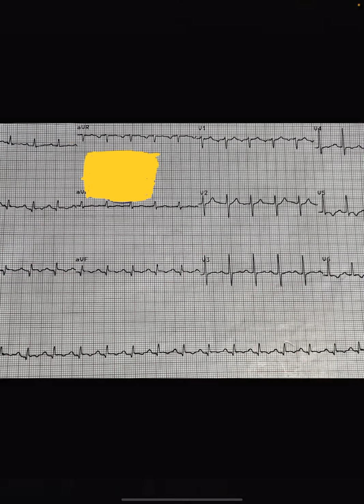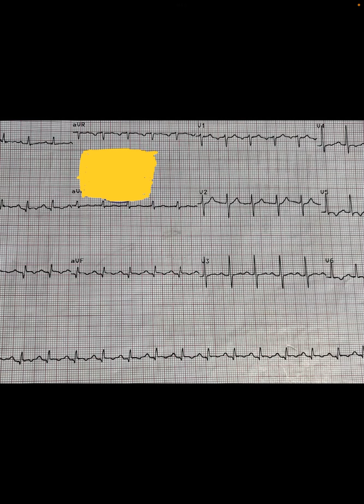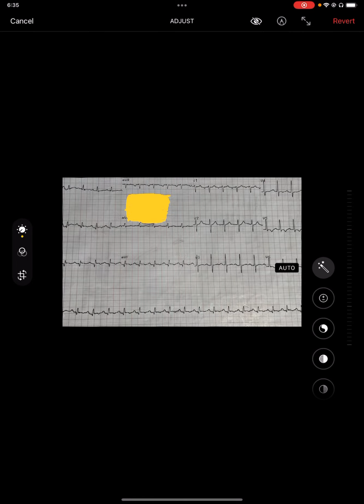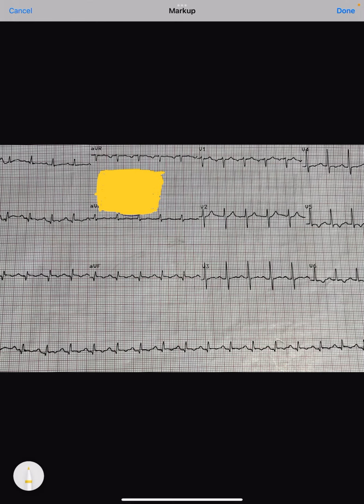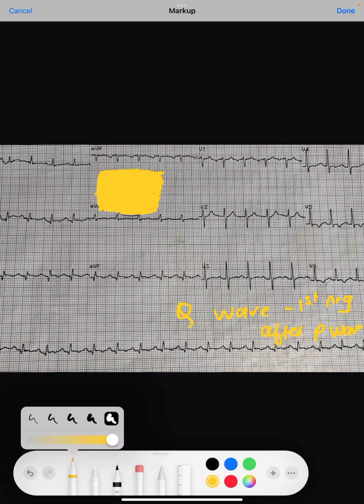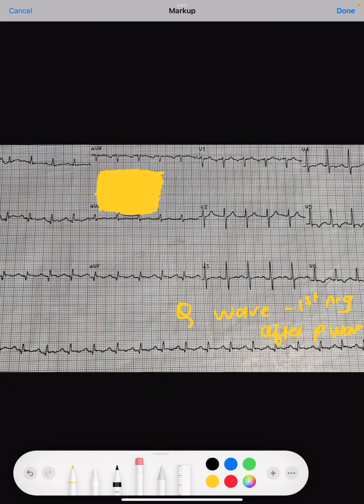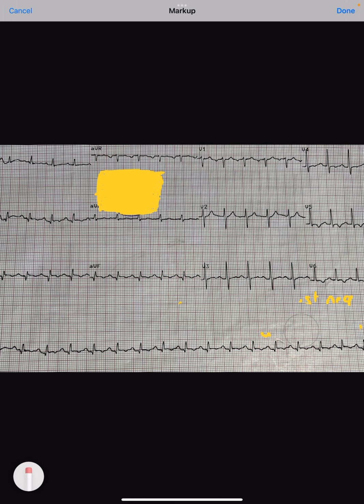Now, this is a very interesting ECG where we will be seeing a very typical feature of an old myocardial infarction, and that is Q wave. So we know that Q wave is the first negative wave. It is the first negative wave after P wave. So whenever we see a P wave, always after that, whichever wave comes the earliest is Q wave.